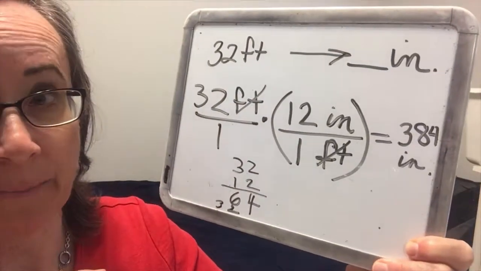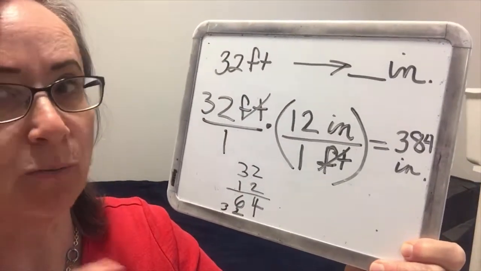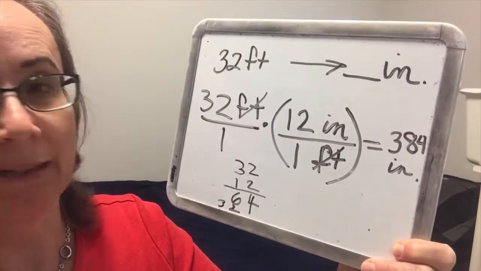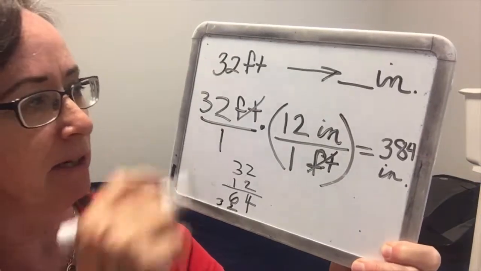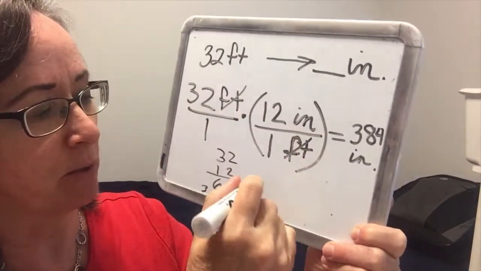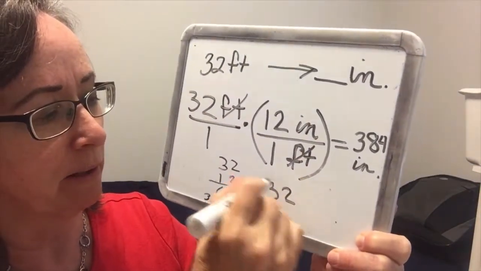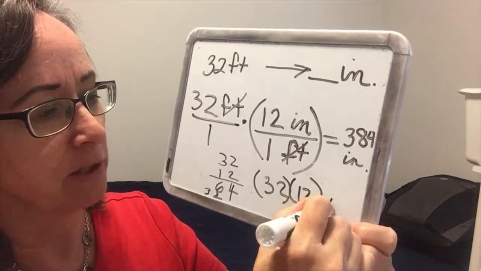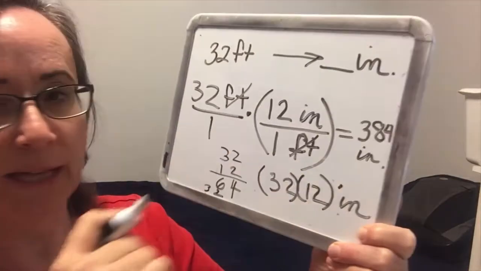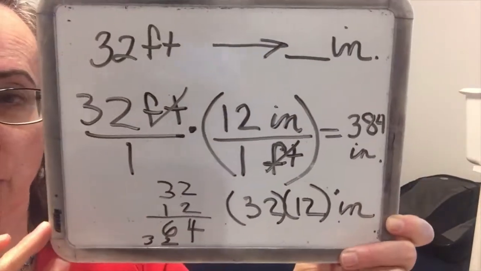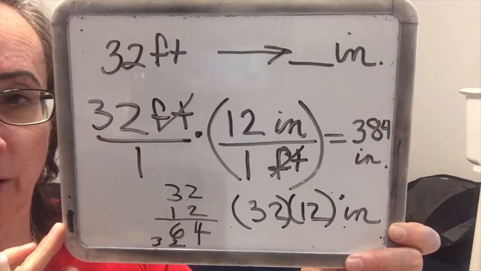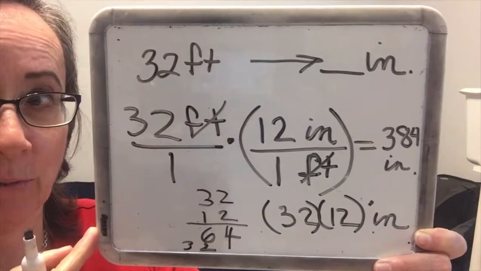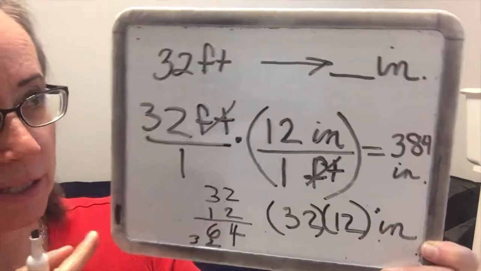Now the nice thing about this section is they're not really interested in all of the multiplication, so they're going to allow you to leave the answer as 32 times 12. So 32 times 12 inches. And that way you don't have to spend time doing all of the work. You get to just focus on the unit conversions there.